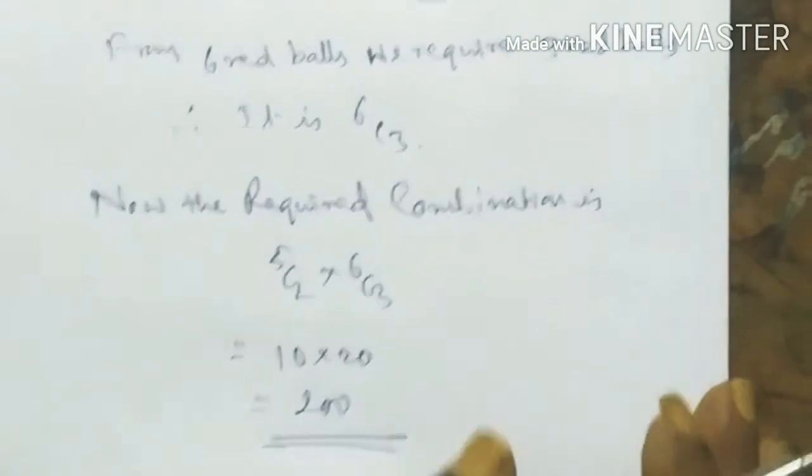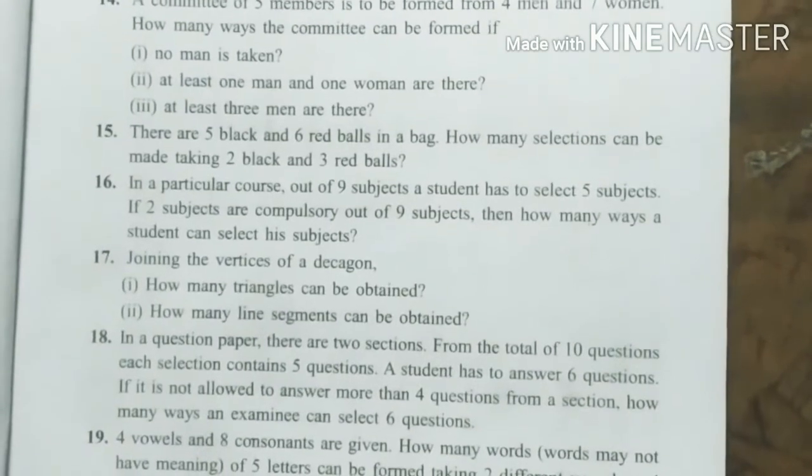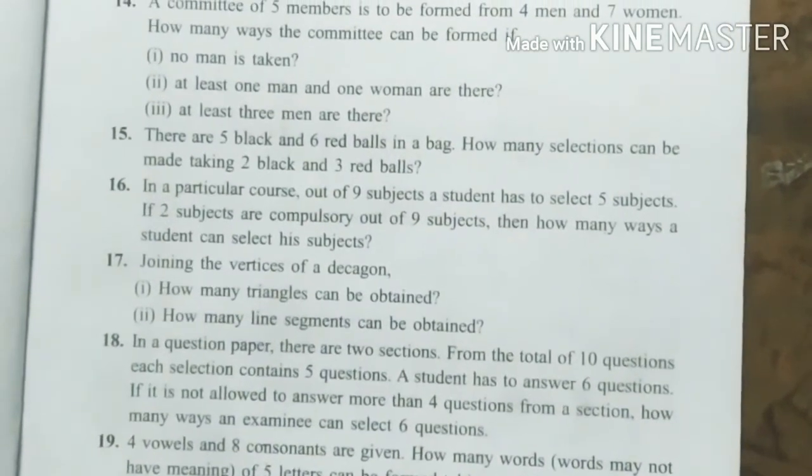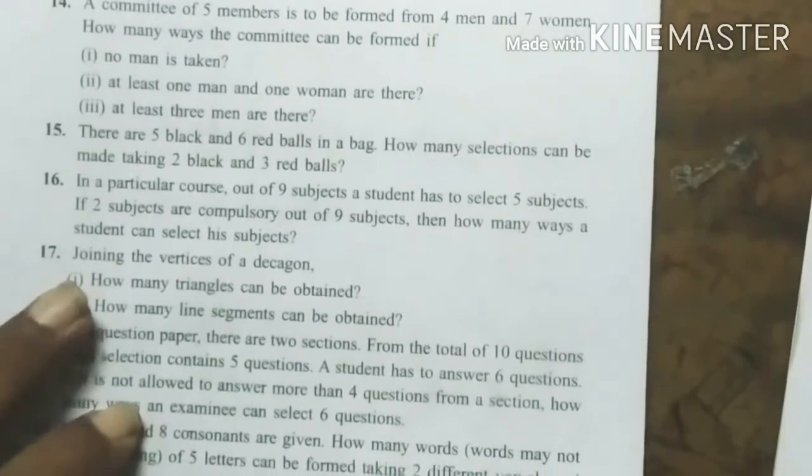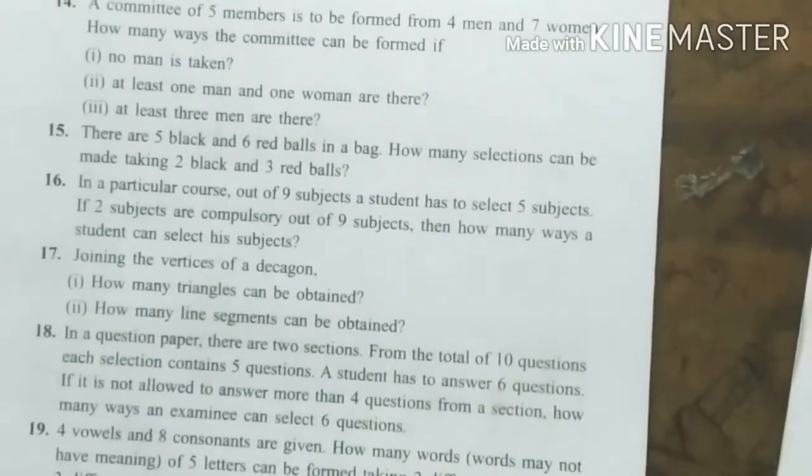Let me check the answer. Question 15, it is 200. Now, question number 16. In a particular course, out of 9 subjects, a student has to select 5 subjects. If 2 subjects are compulsory out of 9 subjects, then in how many ways can a student select the subjects?